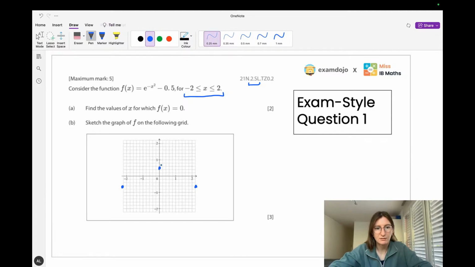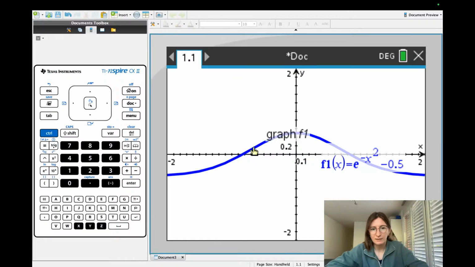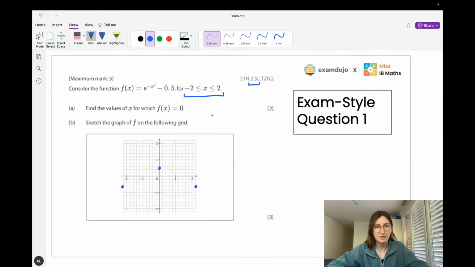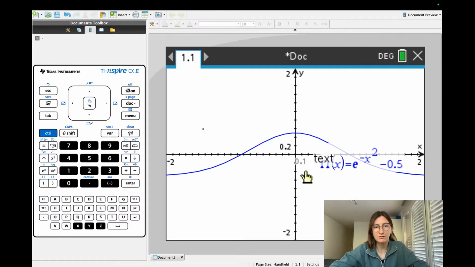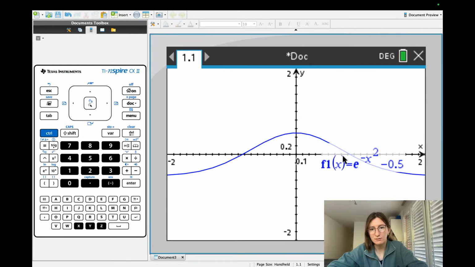Somewhere like that. Anything else? Here are my x-intercepts. These should be quite accurate, and I've skipped a question. They said find the values of x for which f of x equals 0. So let's do that because it'll help with our graph. This is saying when does y equal 0? When are the y values, that's here, 0? Those 2 points. It's another way of saying what are the x-intercepts?